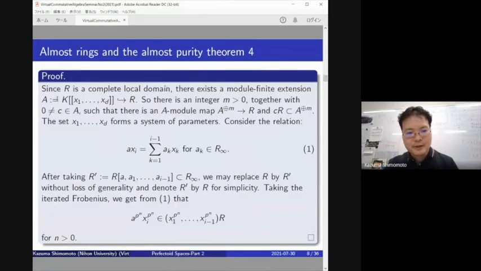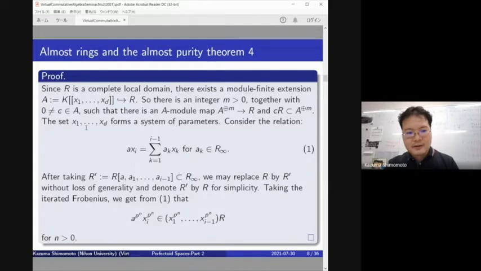So here's a proof. Since R is complete, we can find a module-finite extension from the power series ring over K. Let's say this A to R. Then there is an integer M, together with some element c. This c is actually the same c as I mentioned above. Then there is an A-module map, just M copies of A to R, such that the cokernel is killed by c. You can actually construct this as an injection, such that the cokernel is killed by c.